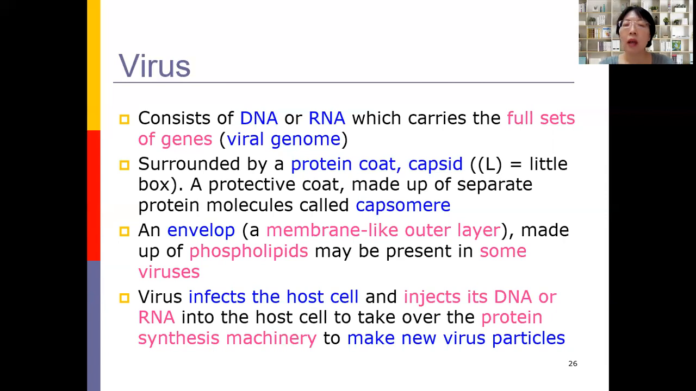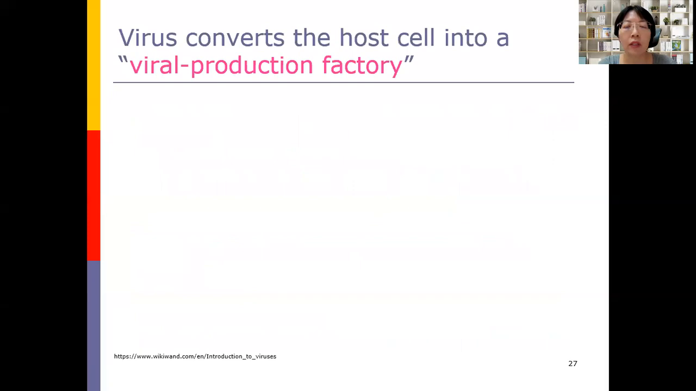The machinery of the cell means the ribosome is used to make protein, the mitochondria is used to make ATP. So now it hijacks all the machinery of the cell only to make virus components. So to make the capsomeres, to join the capsomeres together, to make the RNA, and then to make the envelope, to make the envelope protein, to make the new viruses only. Interesting, right? So the virus converts the host cell into a viral production factory.